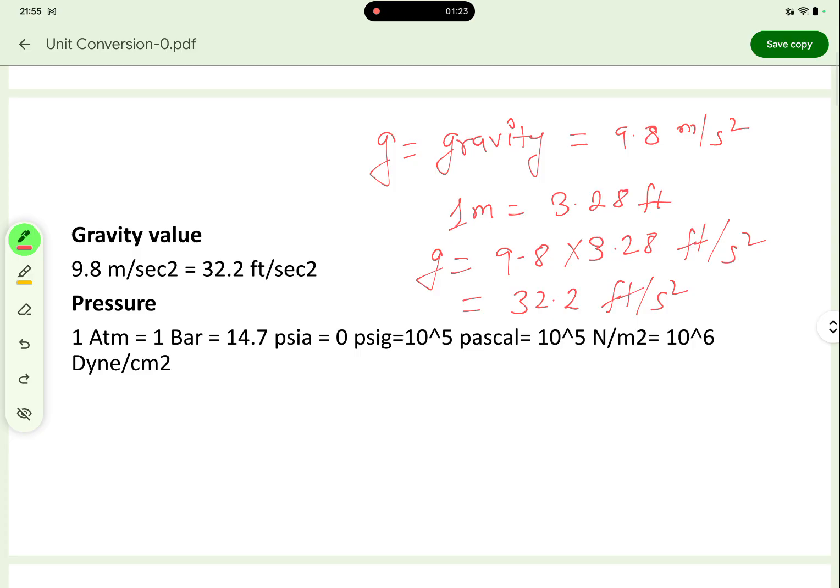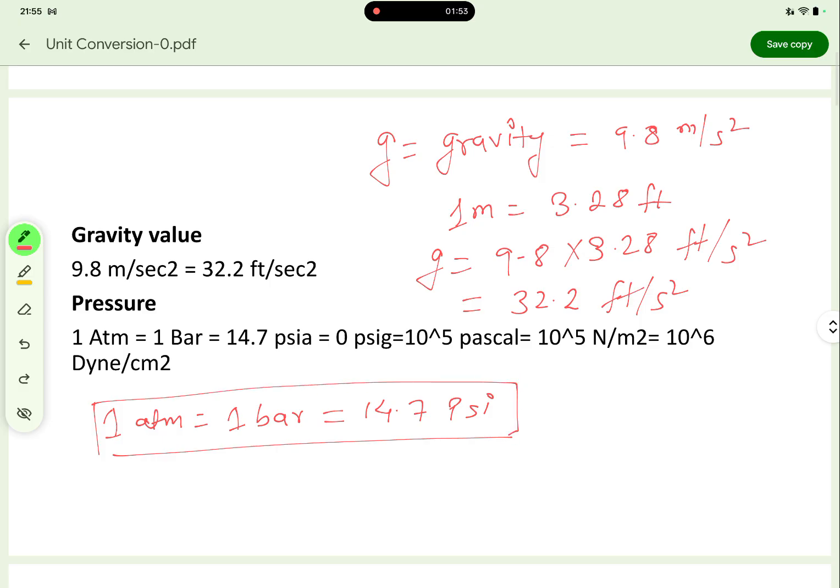Now we are going to talk about the pressure, right? So this is the relationship you need to remember. We know that 1 atmospheric pressure is equal to 1 bar, and that 1 bar is nothing but 14.7 psi. A is the atmospheric, G stands for the gauge, right? So you need to know about this thing. 14.7 psi, 1 atmospheric pressure is there.